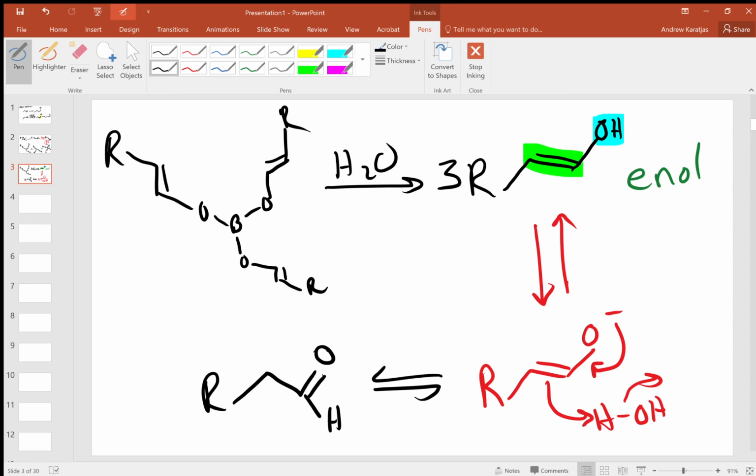Now, these last two steps, the conversion of the enol back to the carbonyl, you'll notice I've drawn them as equilibrium arrows, and certainly they are equilibrium steps, but these are generally equilibrium steps that very, very strongly favor the carbonyl side of the reaction.